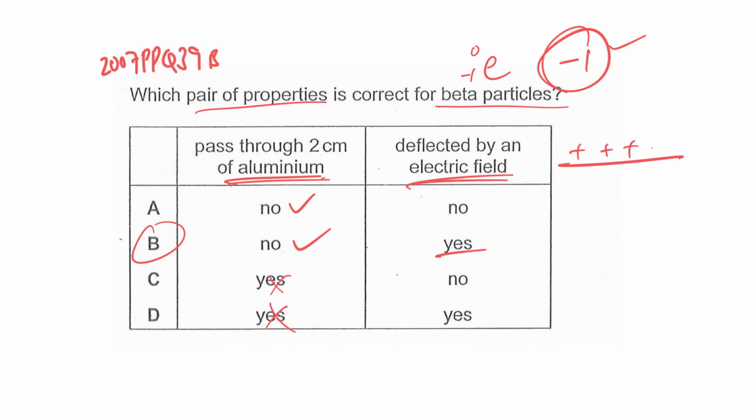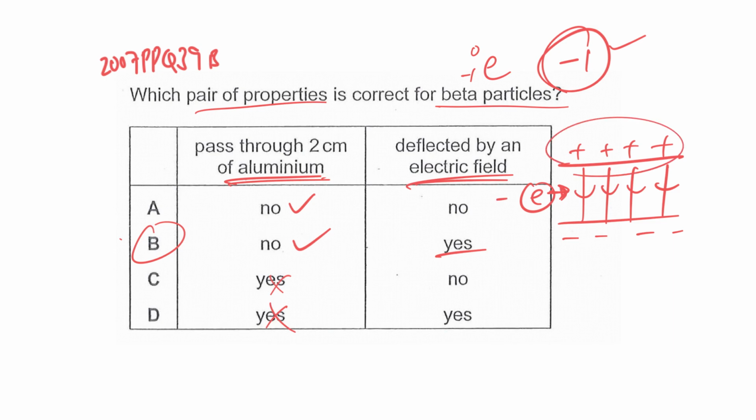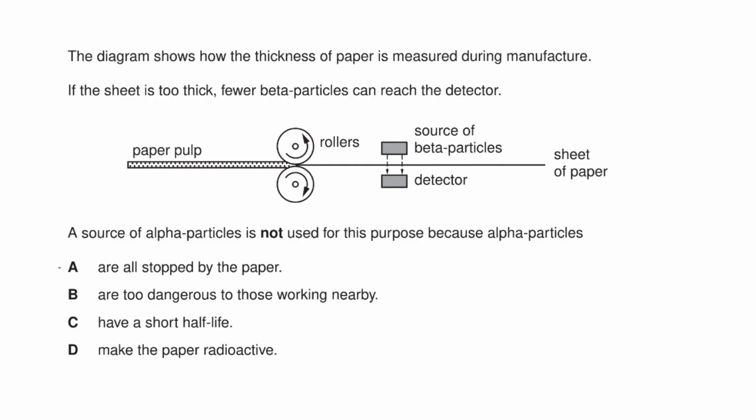Now just to revise, if this is a positive plate, this is a negative plate, you will have your electric field in this direction. And if an electron were to flow in here, the electron is negative, so it will be attracted by the positive plate on top and repelled by the negative plate below. So once it enters into the electric field, it will be deflected upwards. And take note, once it's outside the electric field, it will continue in a straight line.